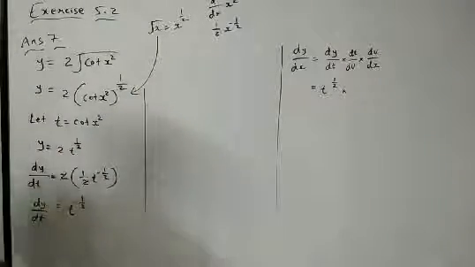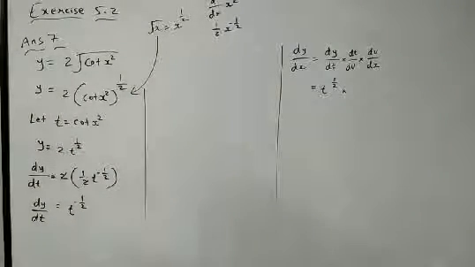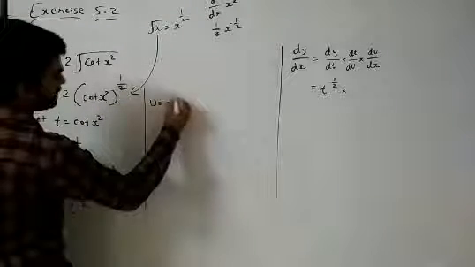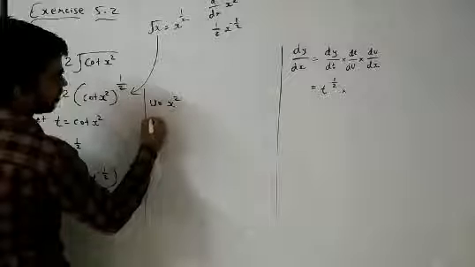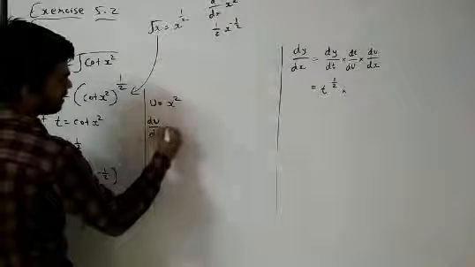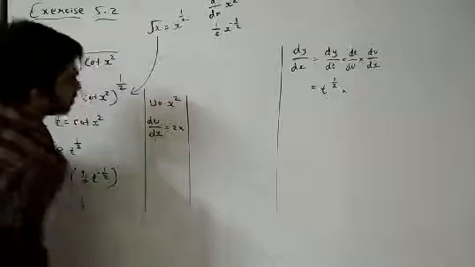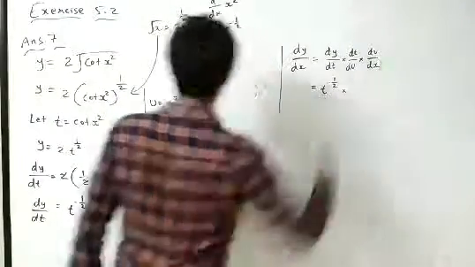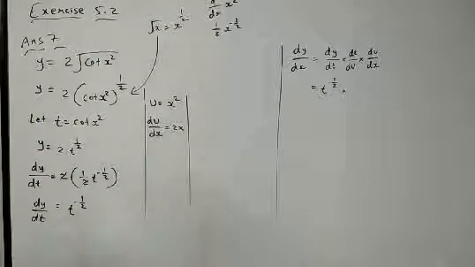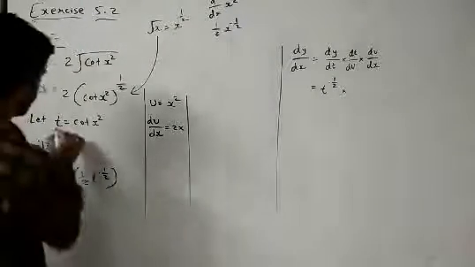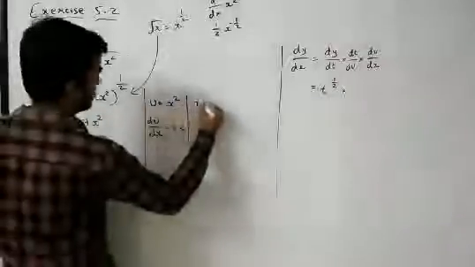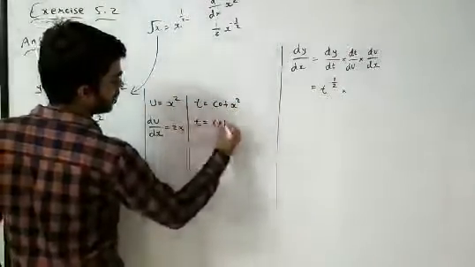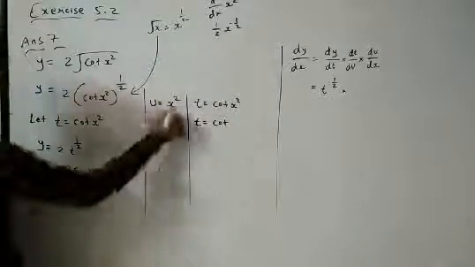Now dt by du, but we have not assumed, let u is equal to x square. So du by dx will be equal to 2x. So here du by dx is equal to 2x. But we want dt by du also. So for dt by du, t is equal to cot x square, and x square is u.